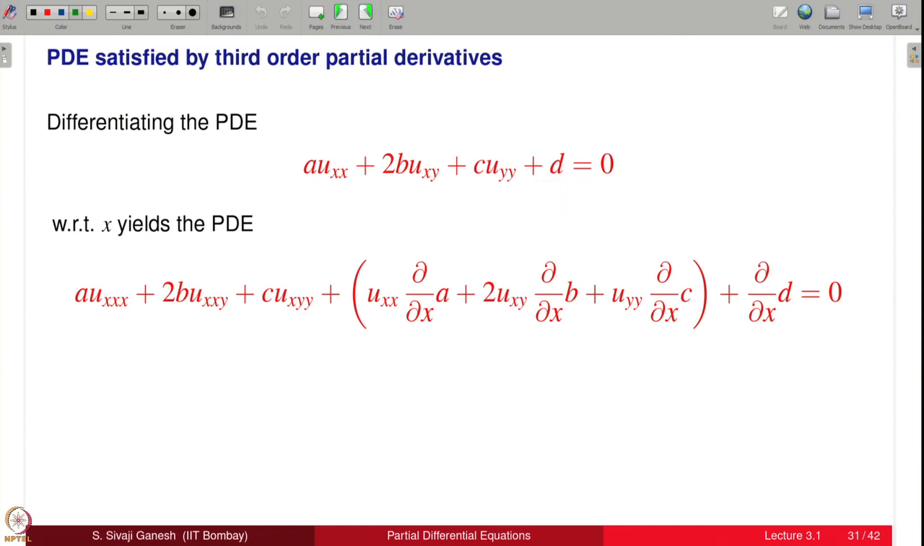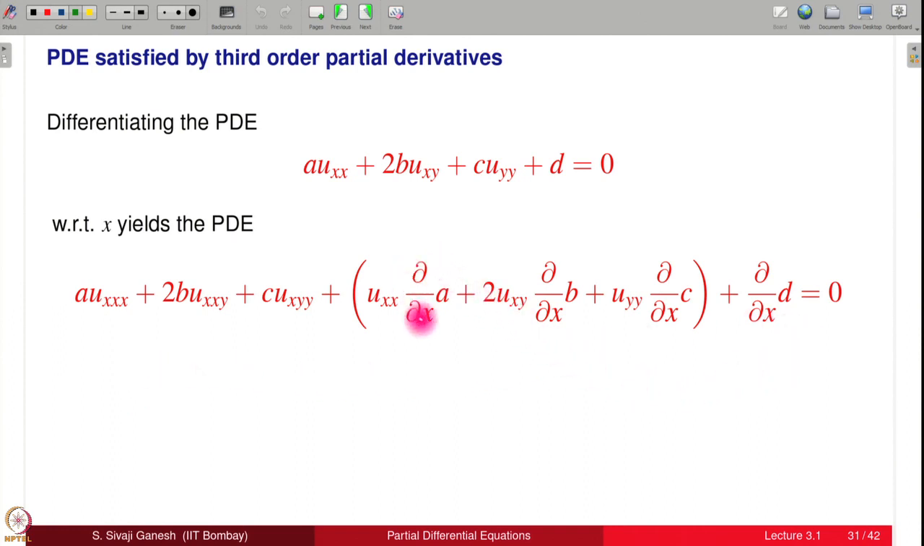And this is nothing special for differentiation with respect to just x, it will also be the same when you differentiate this with respect to y. There will be different third order derivatives, but the coefficients are A, 2B and C. Even if you differentiate 10 times, then you get an equation with 12th order derivatives, but with the same coefficients A, 2B and C. This will not change. So, after differentiating we get this equation.